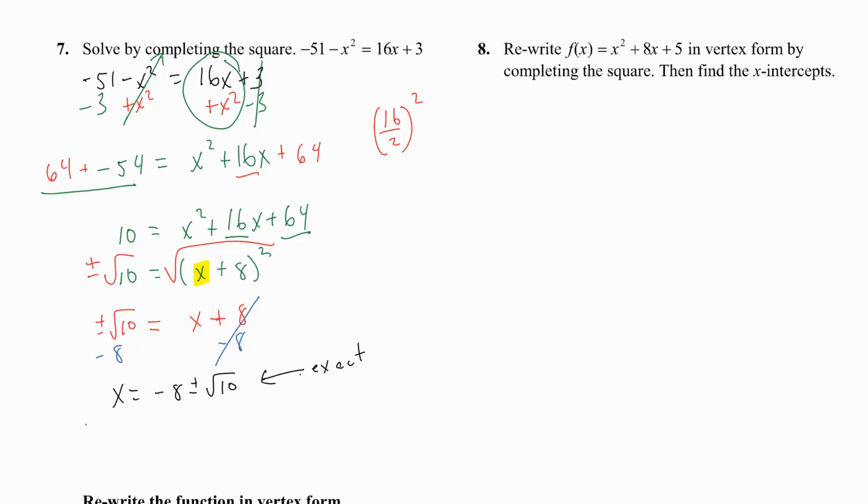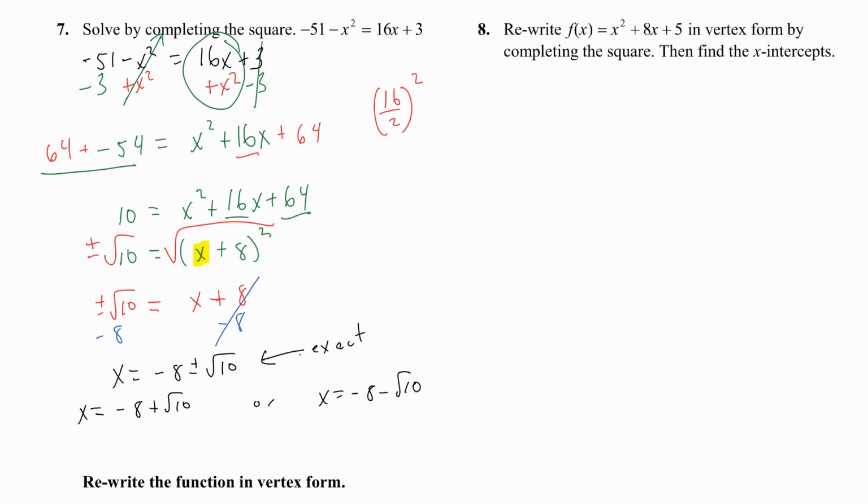You can also write the exact answer separated, so x equals negative 8 plus the square root of 10, or x can equal negative 8 minus the square root of 10. So all those are exact answers. Now, sometimes you'll be asked to go ahead and get a decimal approximation.